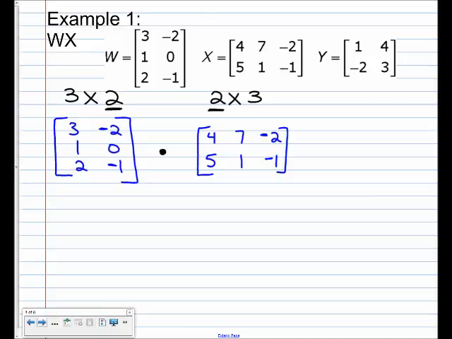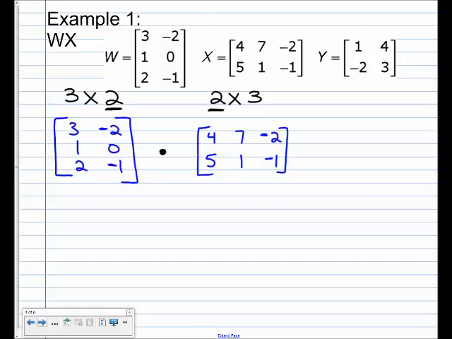So yesterday was addition and subtraction. Would this be possible to add or subtract? No, because they don't have the same dimensions exactly. But today is not yesterday. Today is multiplication. Miranda, I think you had a question. No? Was that the question? Great. Look at you guys.